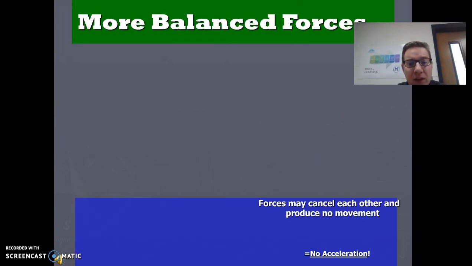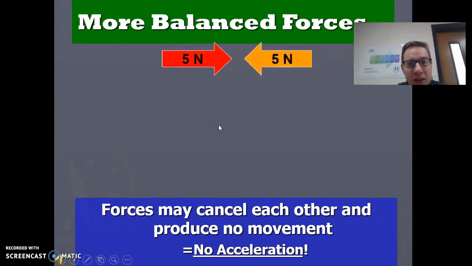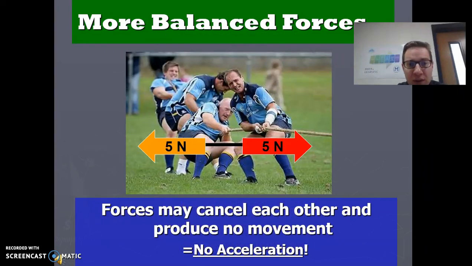So here's some more examples. Forces, like we said, may cancel each other out and produce no acceleration. There's that example. Maybe you're pushing a door, or doing tug of war like we talked about. If the tug of war is even, you're not going to be going anywhere.